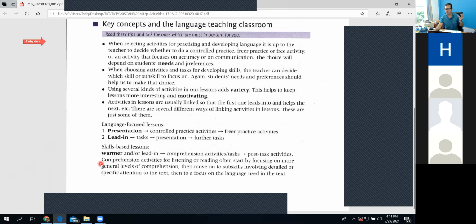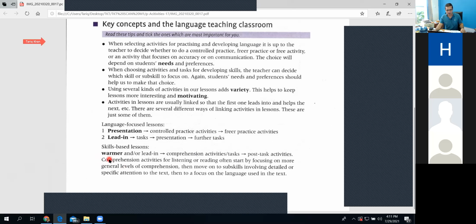There are three types of activity which we do at the beginning of the lesson. Okay, one is called warm-up, the other is called icebreaker, the third is called lead-in. So we are going to talk about what they actually are.